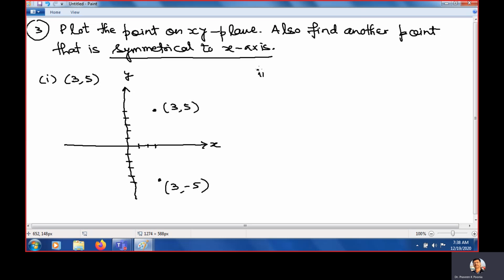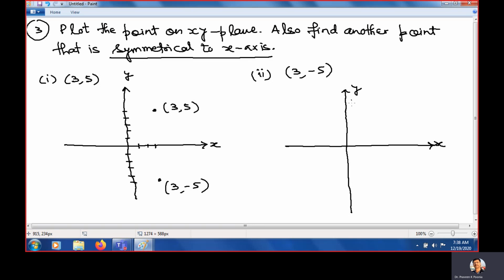Okay. Now we will take another point. Let us take (3, -5). First mark this point on the xy plane. This is x and this is y. Oh, (3, -5) will be the same as before. No, we will not take this. We will take some other point because it is the same. So let us take (-3, 5).